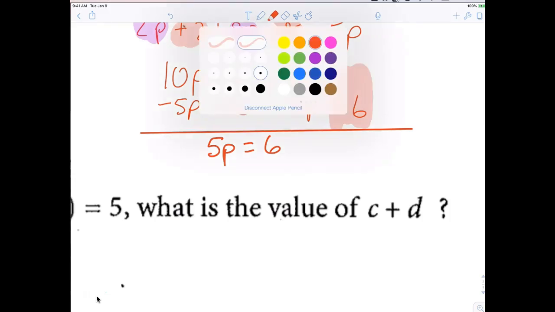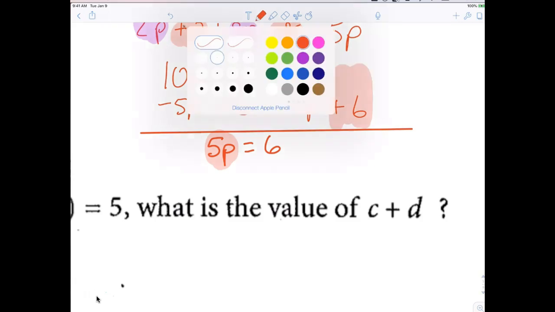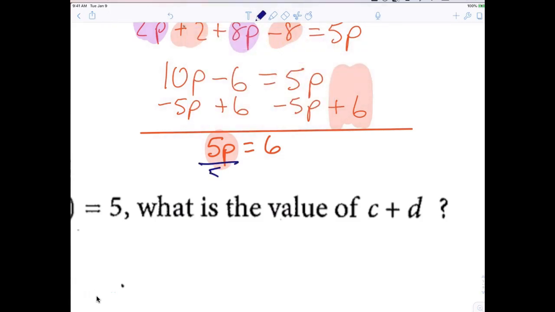Ready? Look right here. This needs to be 1p. So if it's 5 times p, how do I get rid of multiplication? You with me now? So I would divide both sides by 5. You see that? And so you're left with p equals the fraction 6 over 5. Okay?